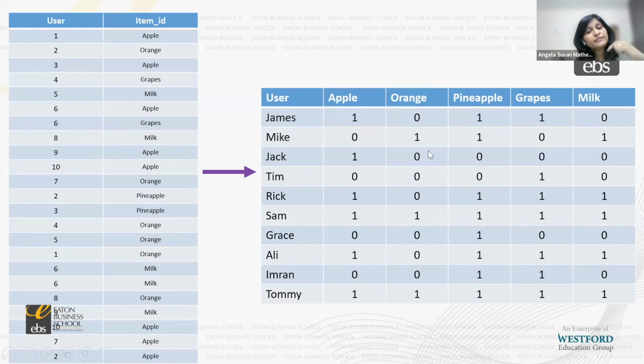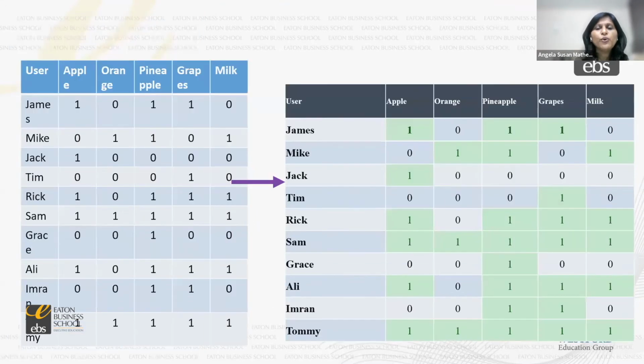Now I need to look at whether there are certain patterns in this data. Is there some kind of trend that is noticeable? So I am looking at the same table, just at what items are bought by each person. That's interesting to me. James has bought apple, pineapple, and grapes. Mike has bought orange, pineapple, and milk. Jack has bought only apple. And so on.